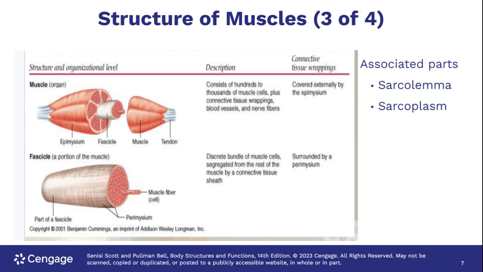But the outside of a muscle fiber is called the sarcolemma. That's what the cell membrane is called, a sarcolemma. And instead of just cytoplasm on the inside, there's sarcoplasm. So don't confuse sarcolemma with endomysium. It is different. Endomysium is a connective tissue around the cell, whereas sarcolemma is the actual cell membrane.